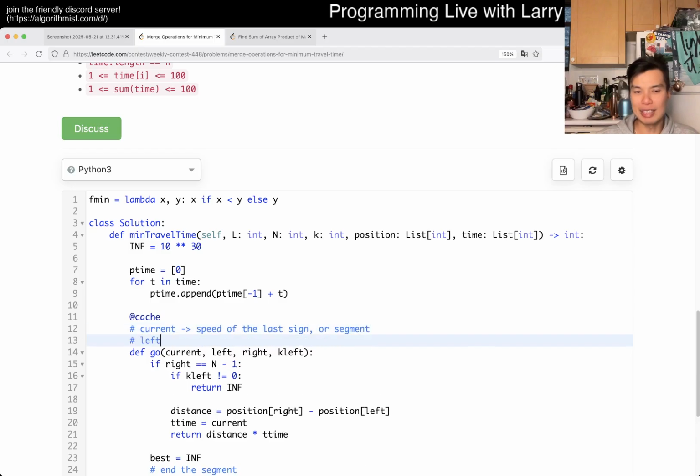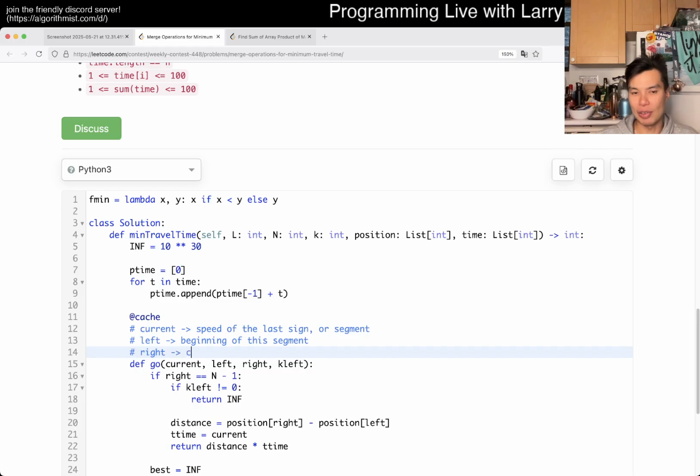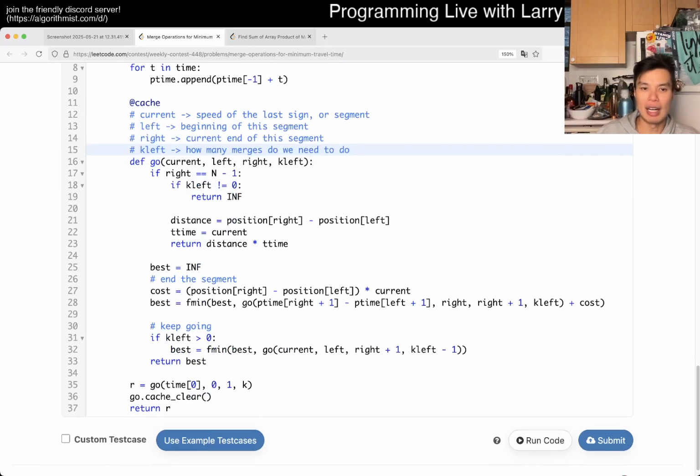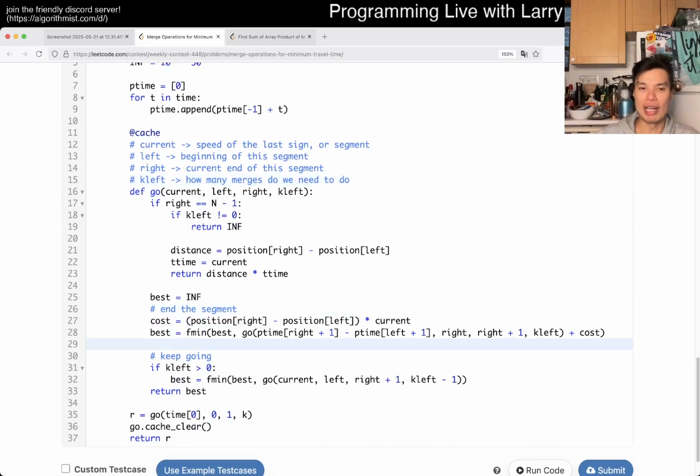And then left is the beginning of this segment. Right is the current end of this segment. And K left is just how many merges we need to do. And then it just becomes tick, no tick by ending the segment and keep going, right? When we end the segment, that means we have to start a new one. But when we start a new one, the previous segment, we should price it. We should calculate the cost.